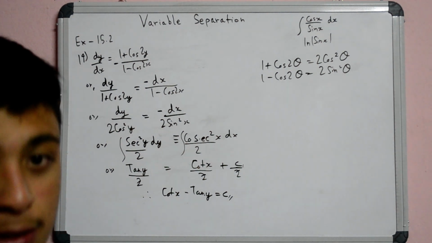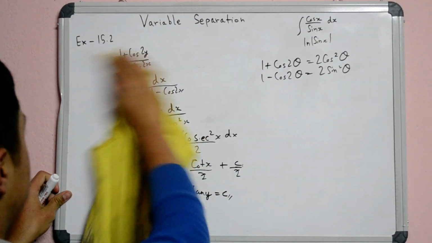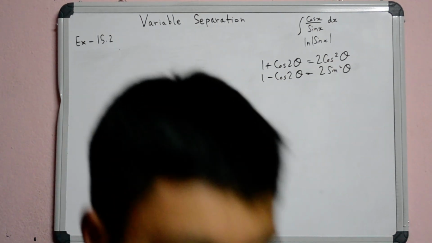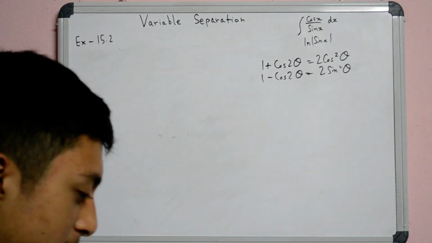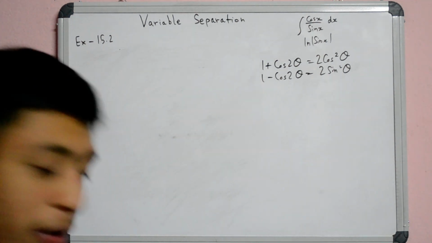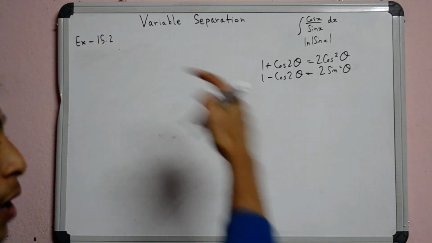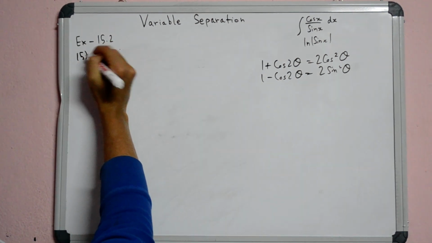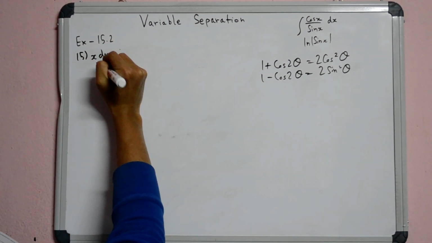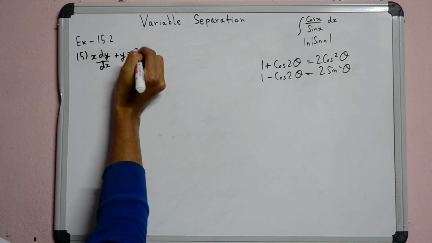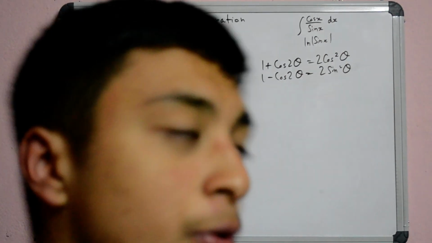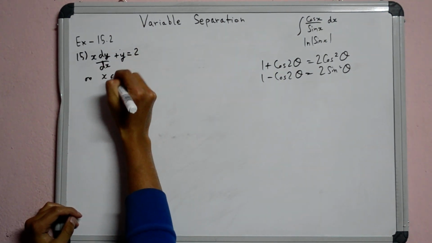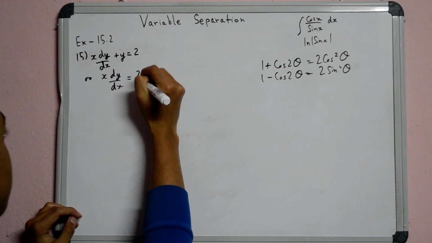Now, let's move on to our last question for this exercise. Question number 15, which is actually very simple. And in fact, it is very similar to question number 11, the one I told you at the beginning of this video. So question 15, x dy by dx plus y is equal to 2. So before we can separate the dy and dx, we need to move this to the right hand side. So this becomes x dy by dx is equal to 2 minus y.